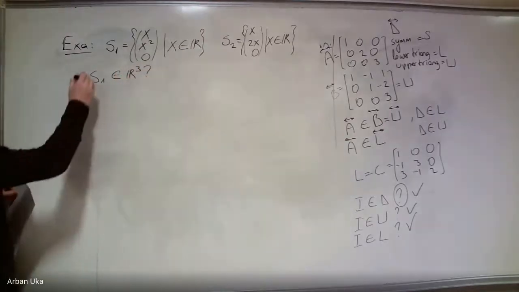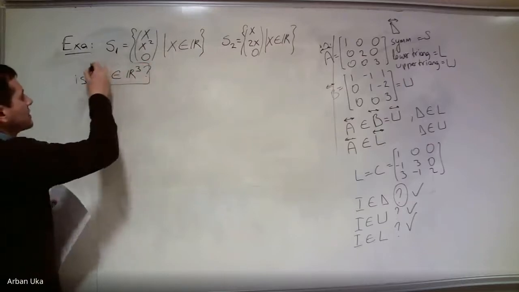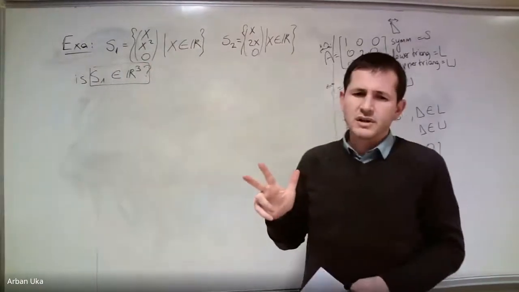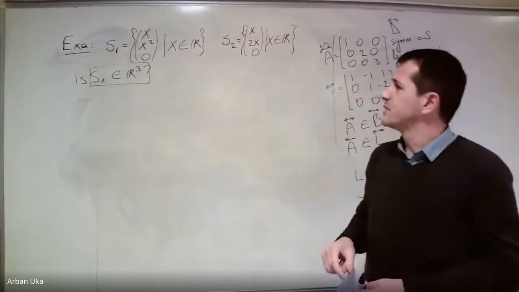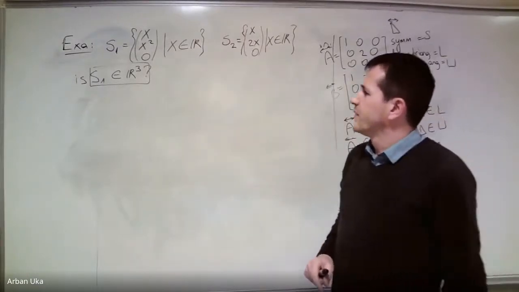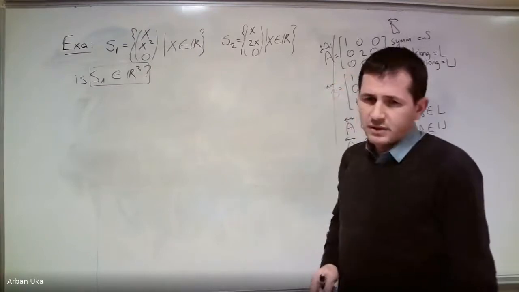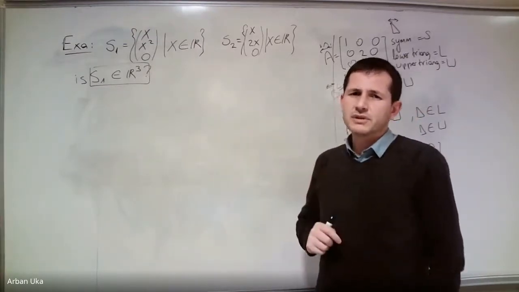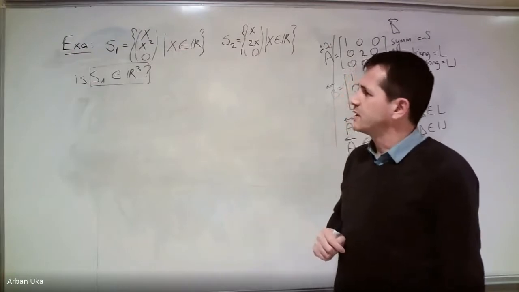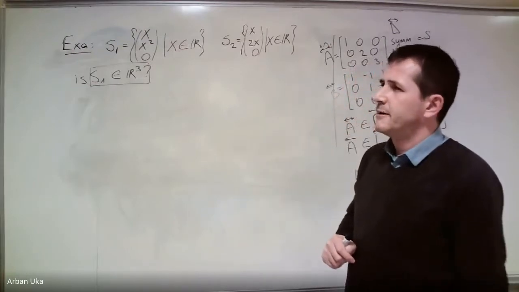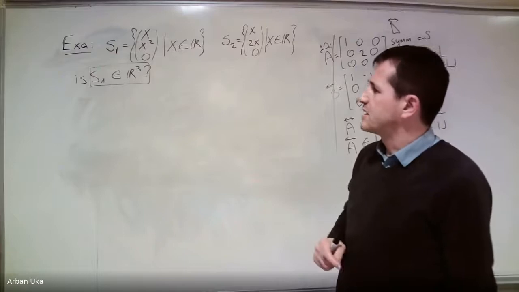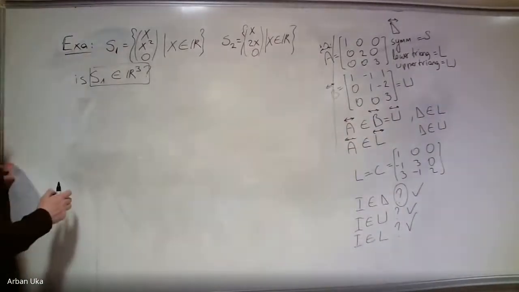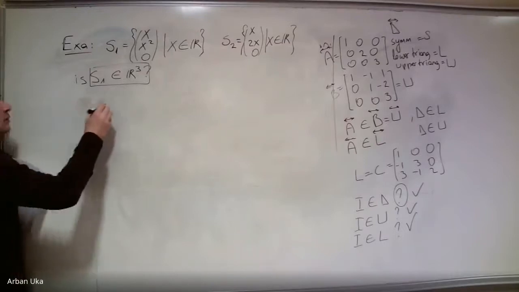Okay, so we're asking this question. What is R3? R3 is a set which includes a triplet of numbers. And what should we look for at this moment? We should remember these 10 different properties which a space should satisfy to be considered a subspace of R3 in this case. So what were the most essential properties that we had to look for?